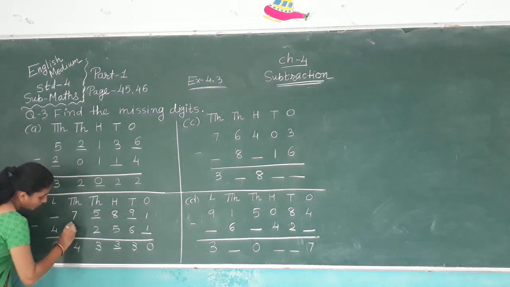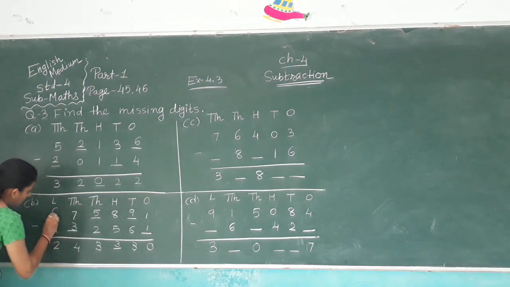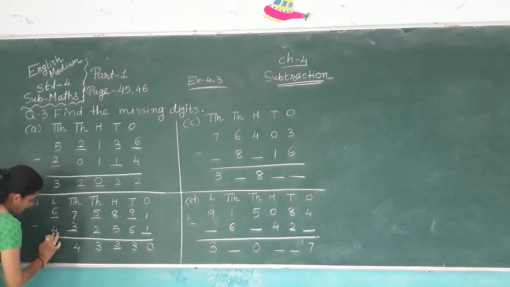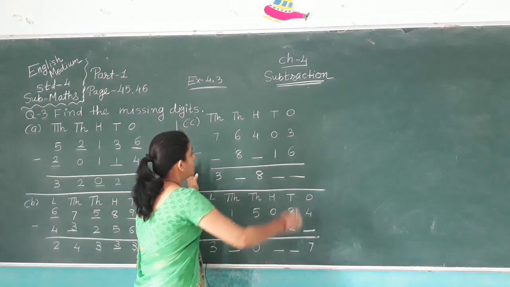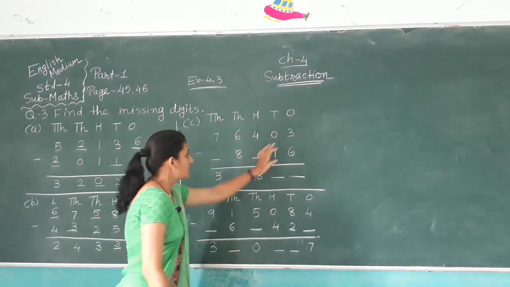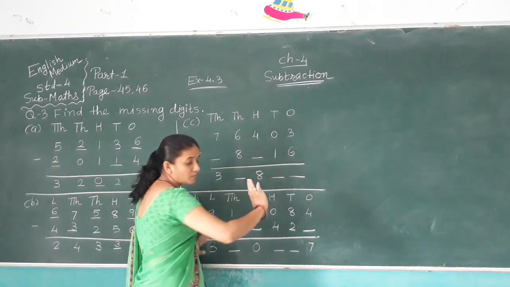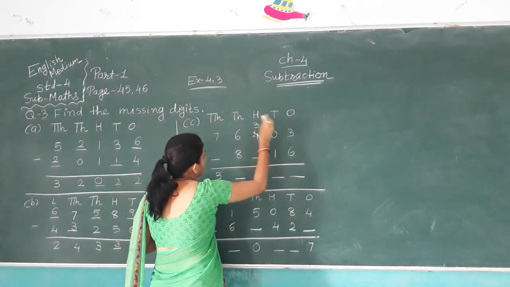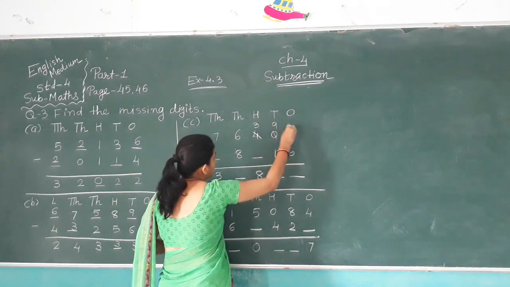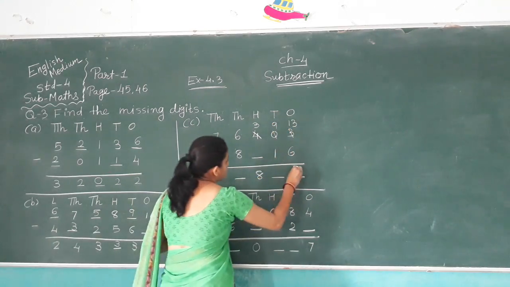7 minus 4. Here 3. That means 7 minus 3 is equal to 4. 4 plus 2. Here 6. So 6 minus 4 is equal to 2. Now another one. 3 minus 6. It is not possible. Again here 0 minus, it is also not possible. Cut here 4, write here 3. Cut here 0, 9 and 13. 13 minus 6. Here 7.